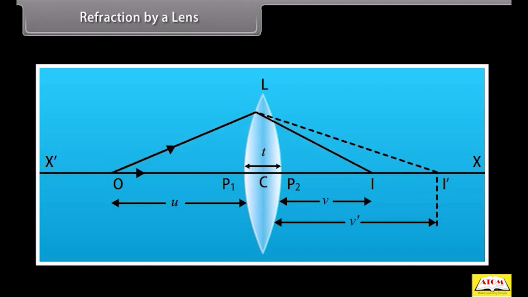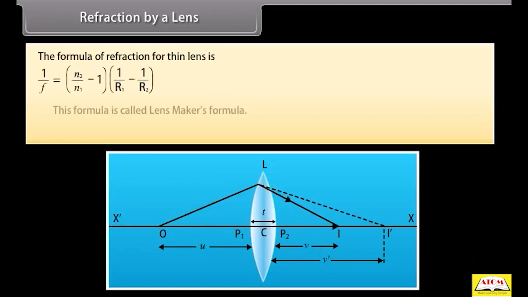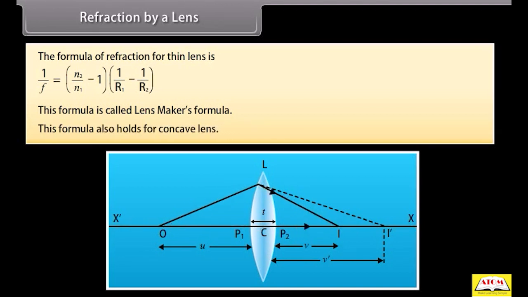The distance of O from pole P1 is U. The first refracting surface forms the image of O at I' at a distance V' from P1. The image I' acts as a virtual object for second surface, and after refraction at second surface, the final image is formed at I. The formula of refraction for thin lens is. This formula is called Lensmaker's Formula. This formula also holds for concave lens.